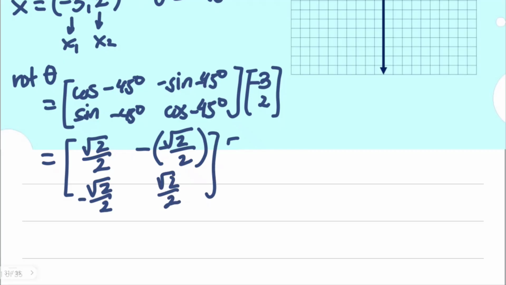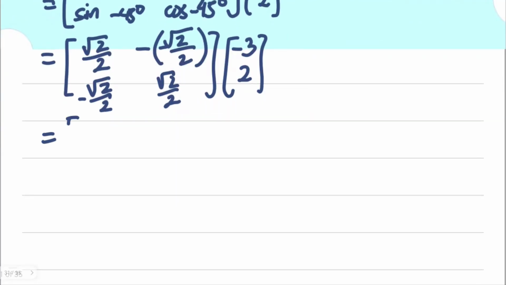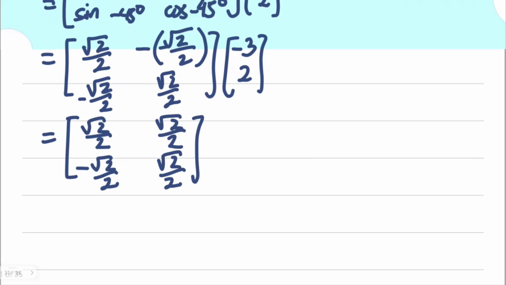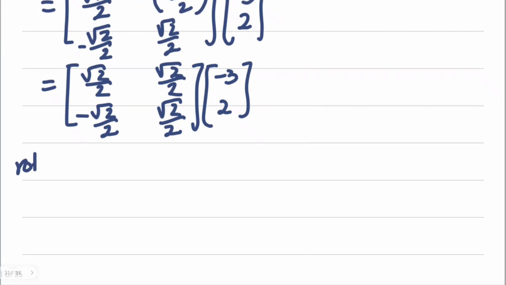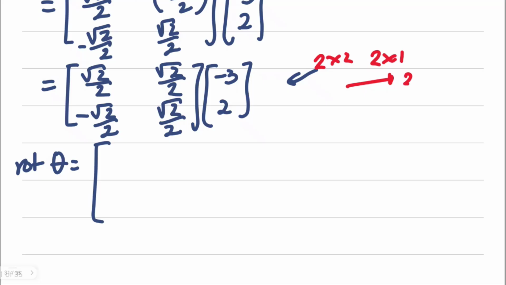To be multiplied by negative 3 and 2. To continue, you have your square root of 2 over 2, negative square root of 2 over 2, now positive square root of 2 over 2, positive square root of 2 over 2, times negative 3 and 2. So the rotation now of the angle is identified. Take note, this is defined. You will have your 2 by 2 matrix times 2 by 1. So we're expecting a result of a 2 by 1 matrix, which could be stated in this manner, still considered to be a point.